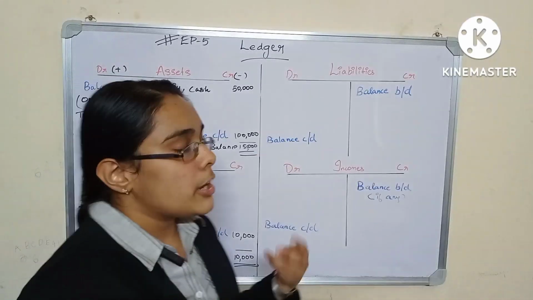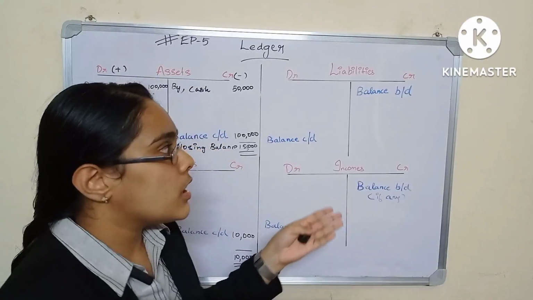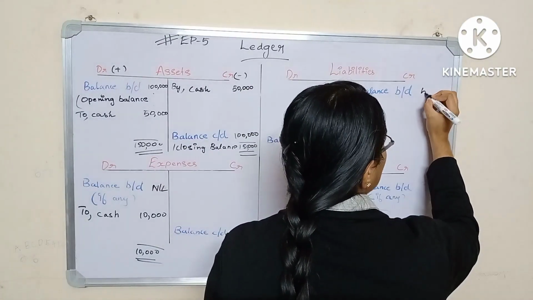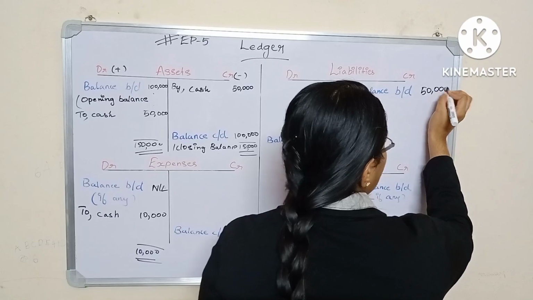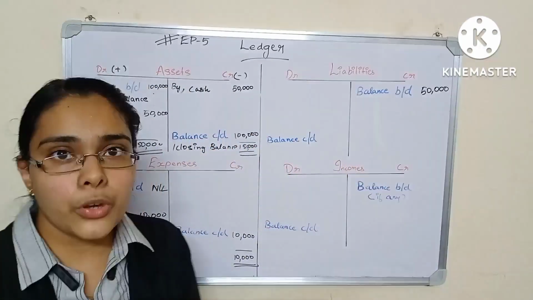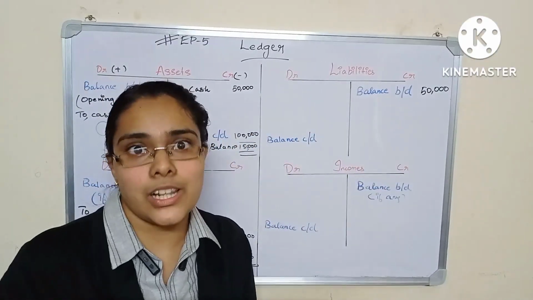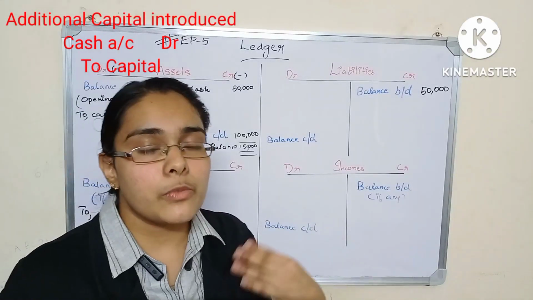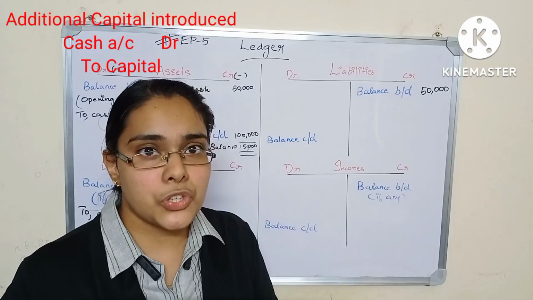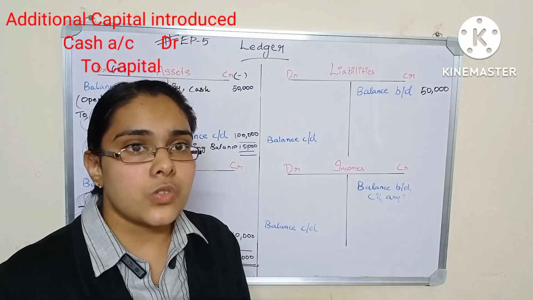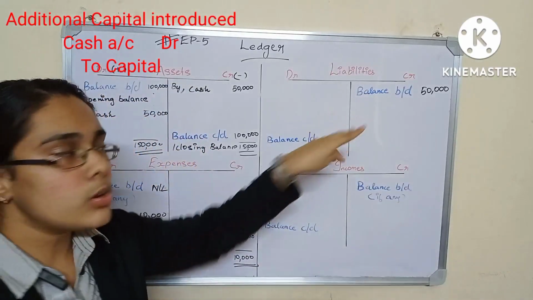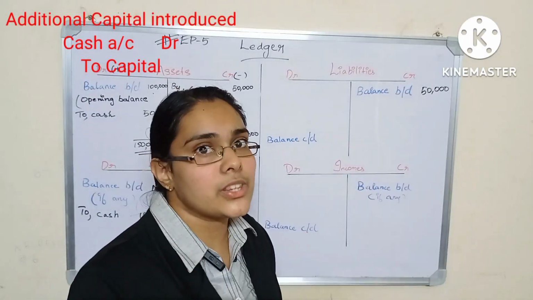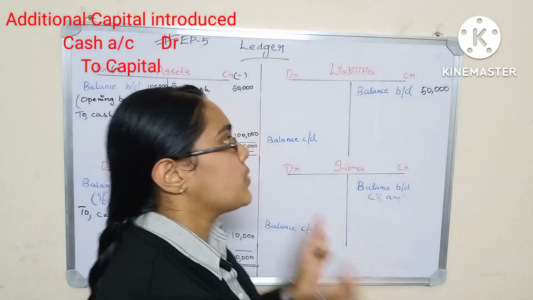Suppose you have a liability opening balance of, say, 50,000, and you are going to introduce additional capital again, which is your liability. So what will be the journal entry? Cash account debtor to capital. Suppose this is a capital account, and in that journal entry you have credited the capital account with the amount of cash, right?